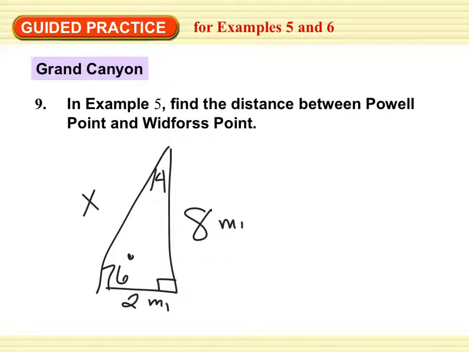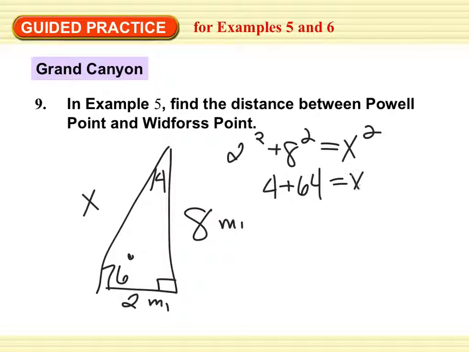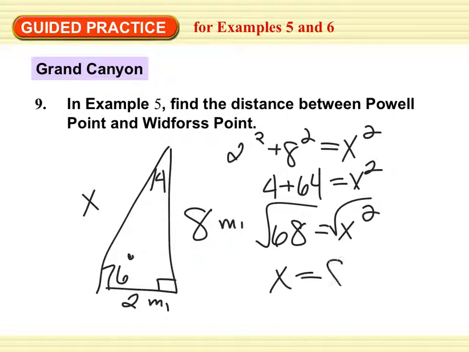Well, I'm just going to use Pythagorean theorem. 2 squared plus 8 squared equals x squared. 68. Square root of 68. About 8.2 miles.